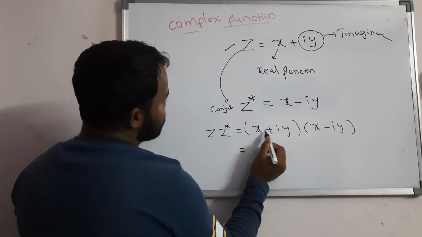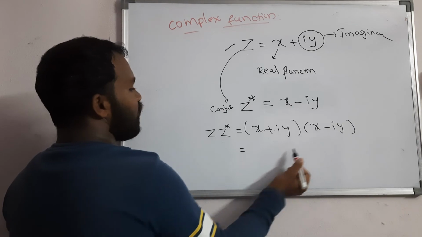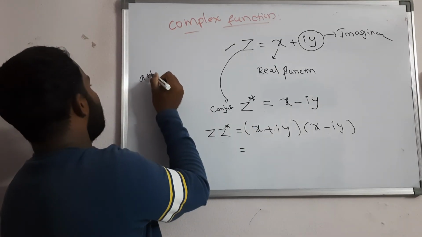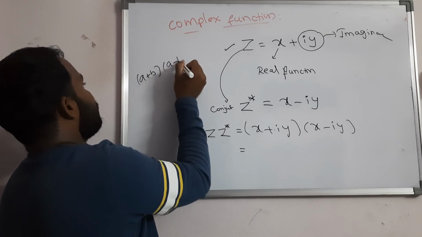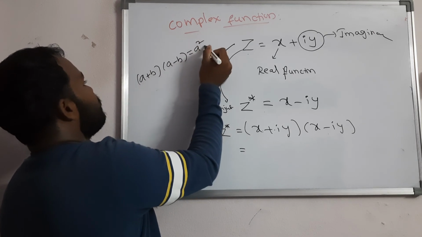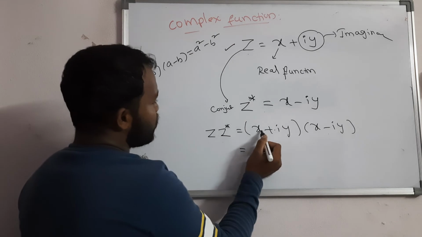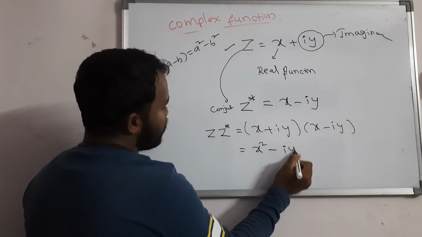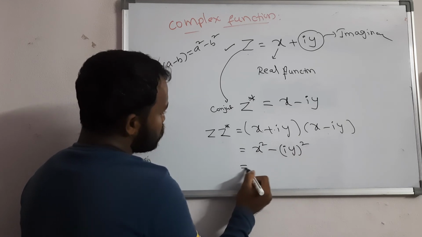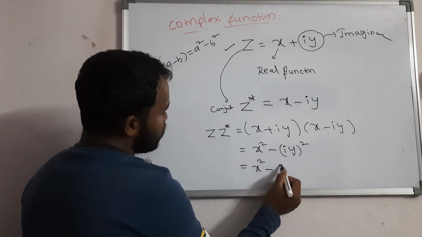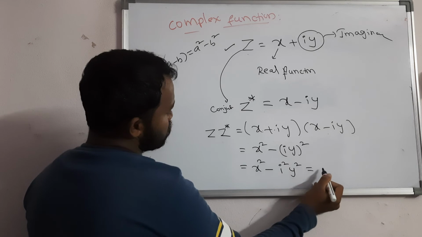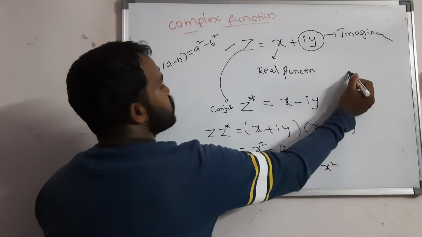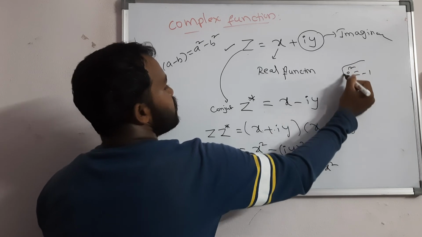So a plus b into a minus b formula is what? a square minus b square. This formula you should remember. So here a means x, square, minus b means this iy whole square you should write. So x square minus i square y square you will get. So what is the i square value? Minus 1. Remember, i square value is minus 1, always minus 1.